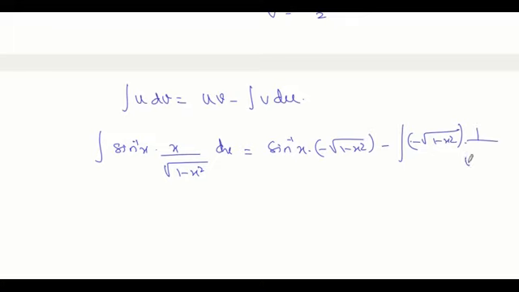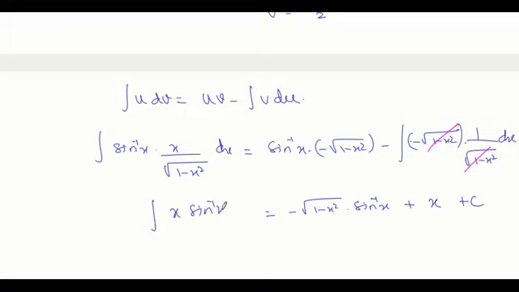So 1 by root of 1 minus x square dx. Now root of 1 minus x square and root of 1 minus x square get cancelled. Now we can write it is minus root of 1 minus x square into sin inverse of x. This minus into minus becomes plus integral only dx, so it is nothing but x plus c. That's also your answer: integral x sin inverse of x by root of 1 minus x square dx is nothing but minus root of 1 minus x square sin inverse of x plus x plus c is the required answer.